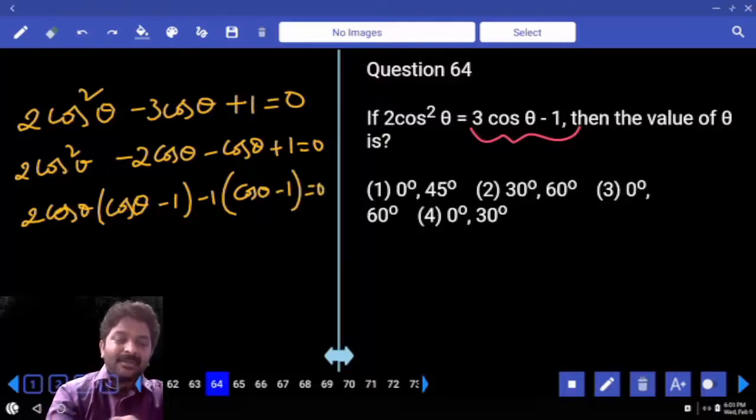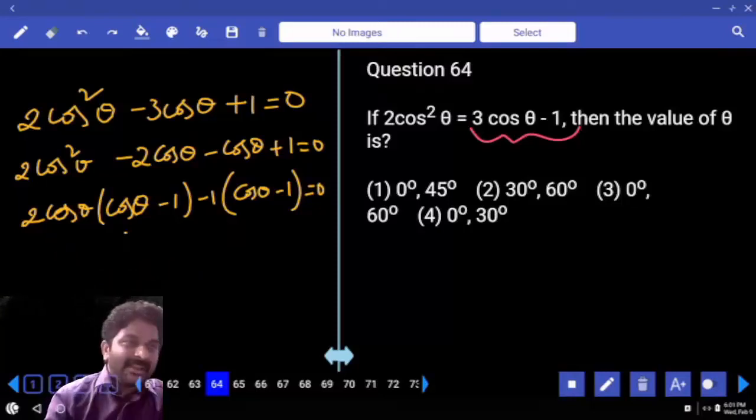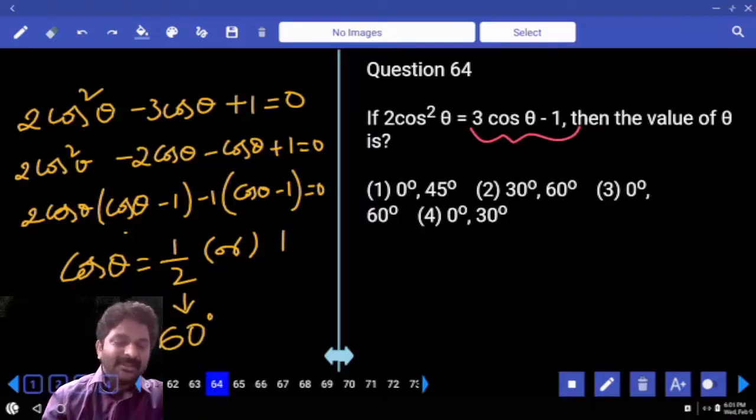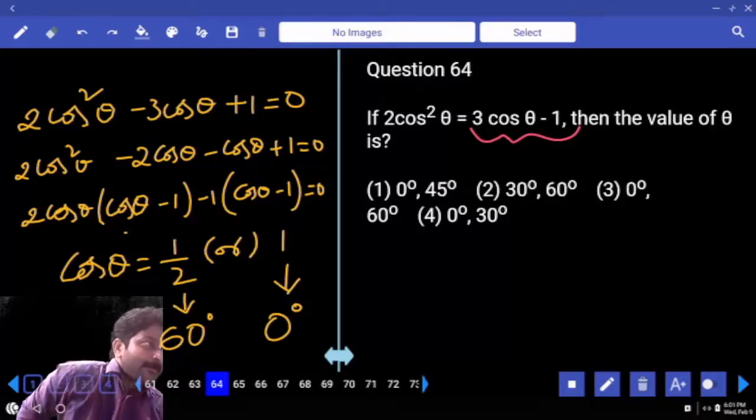Correct? So if you take cos theta minus 1 common, here you will get 2 cos theta minus 1 into cos theta minus 1 is equal to 0. Agreed? From that cos theta is equal to 1 by 2, or it may be 1. 1 by 2 comes to picture when you have 60 degrees angle. 1 comes to picture if you have 0 degrees. So 60 degrees, 0 degrees answer, third option.